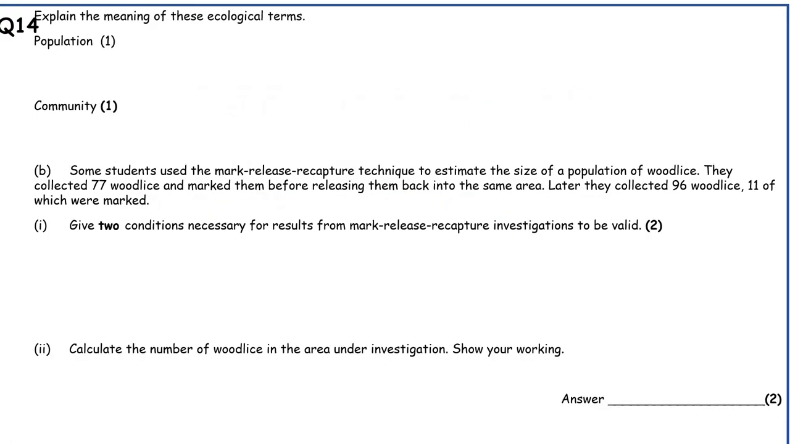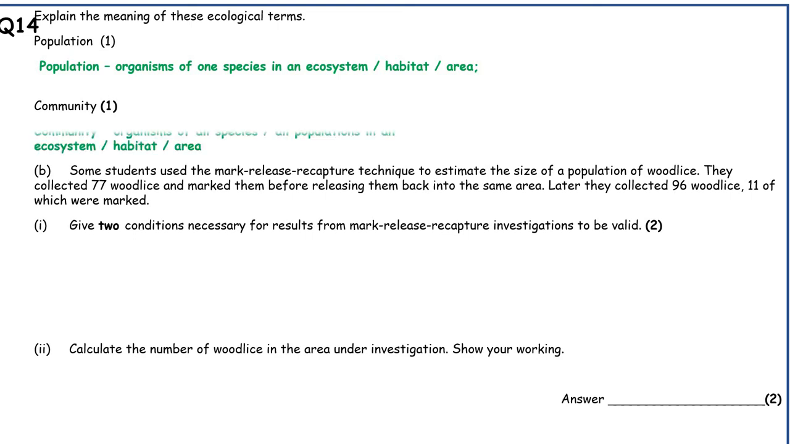Explain the meaning of these ecological terms. A population is organisms of one species in an ecosystem or habitat or area. A community is organisms of all species, or all populations, in an ecosystem or habitat or area.